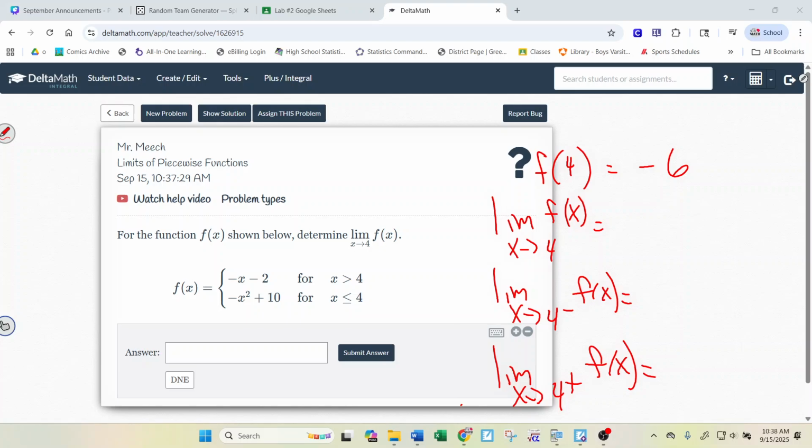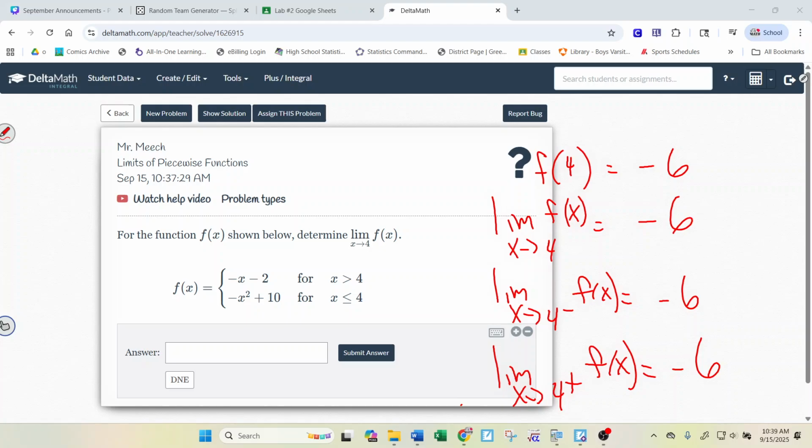Now, before we can just find the limit at 4, we need to consider the left and the right. So from the left, is it top or bottom? Bottom. So if I put 4 in there, I get negative 6. What about if I put 4 in the top? Negative 6. So since the left and the right are the same, what about the limit at 4? It's negative 6, and it's the same thing.